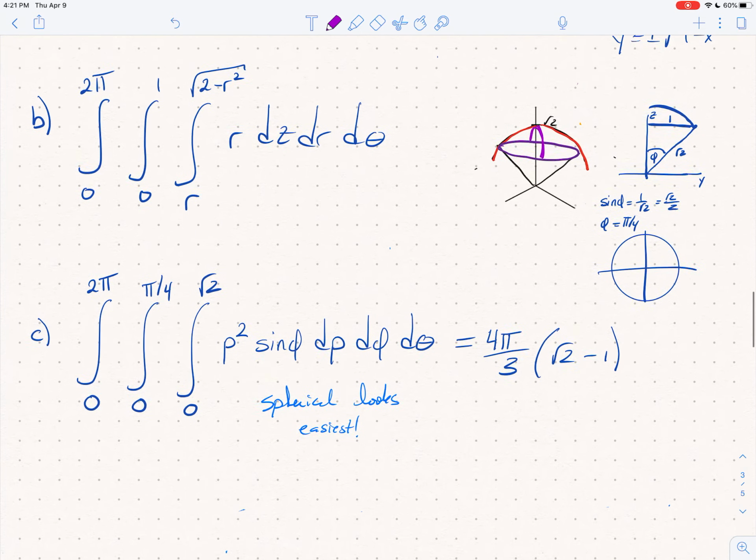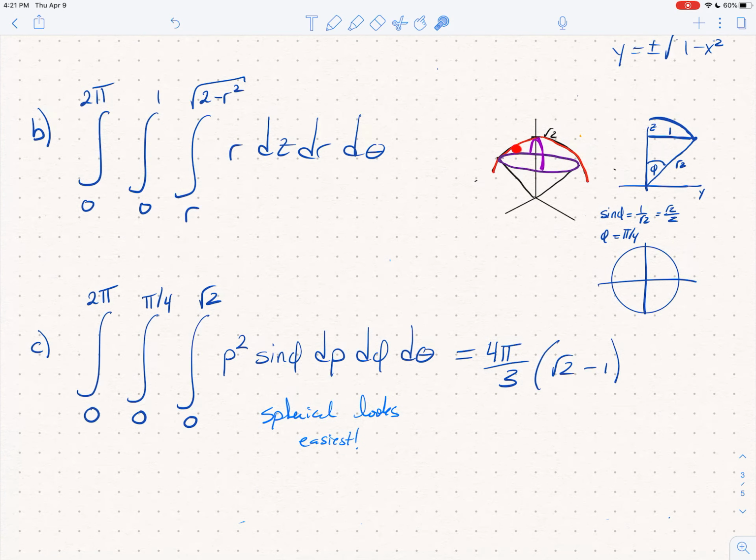But I did want to point out to you that even though in the last problem it sure looked like nice symmetry for cylindrical, and it was easy to set up, the spherical actually was easier to use, and that shouldn't surprise us when there's this sphere involved.